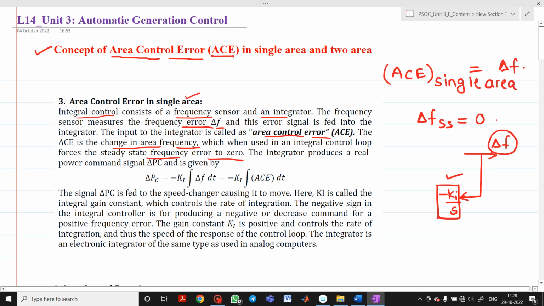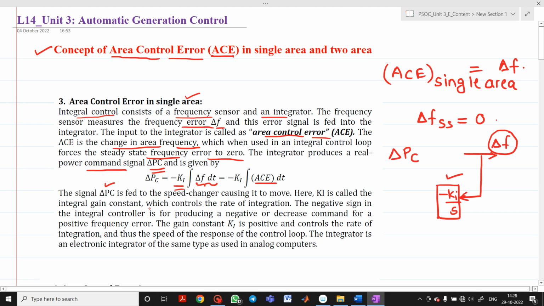Therefore, the integrator produces a real power command, which is denoted by delta PC. How can we define this delta PC? It is nothing but minus Ki integration of delta F dt. Why minus? Because here we have taken minus Ki by S. This delta F dt, or we can say delta F, is nothing but the ACE. The signal delta PC is fed to the speed changer, causing it to move.